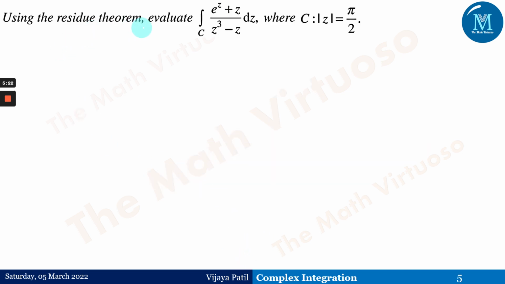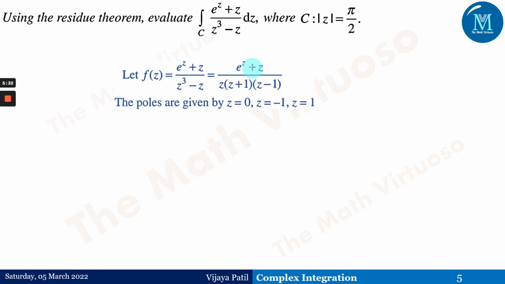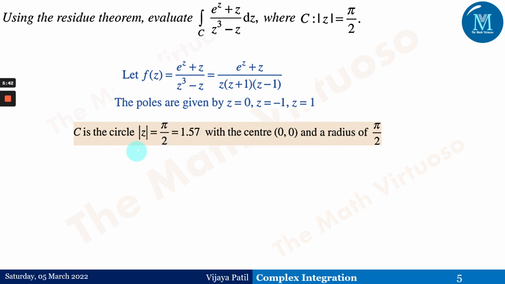Using the residue theorem, evaluate the integration of e to the power z plus z upon z cube minus z dz over the curve mod of z equals pi by 2. Again, the same way, z cube minus z can be split as z into z plus 1 into z minus 1. Again, we have got 0, minus 1 and 1. These are the three poles.